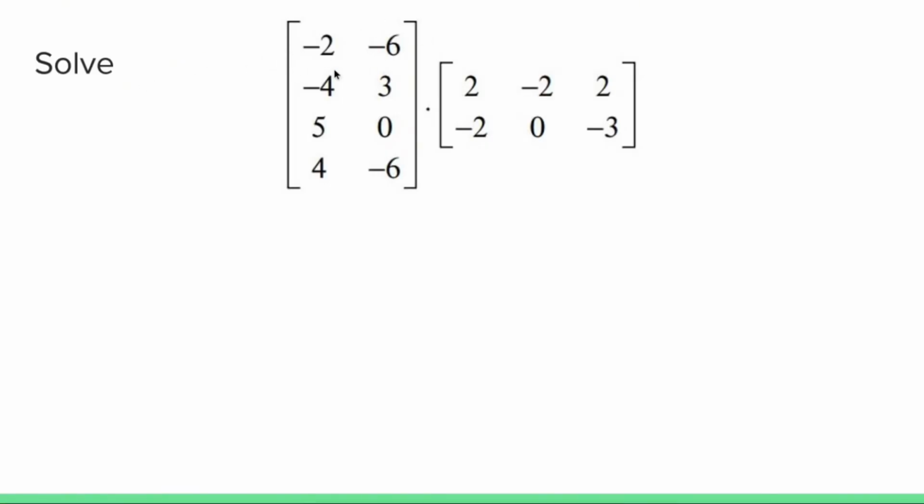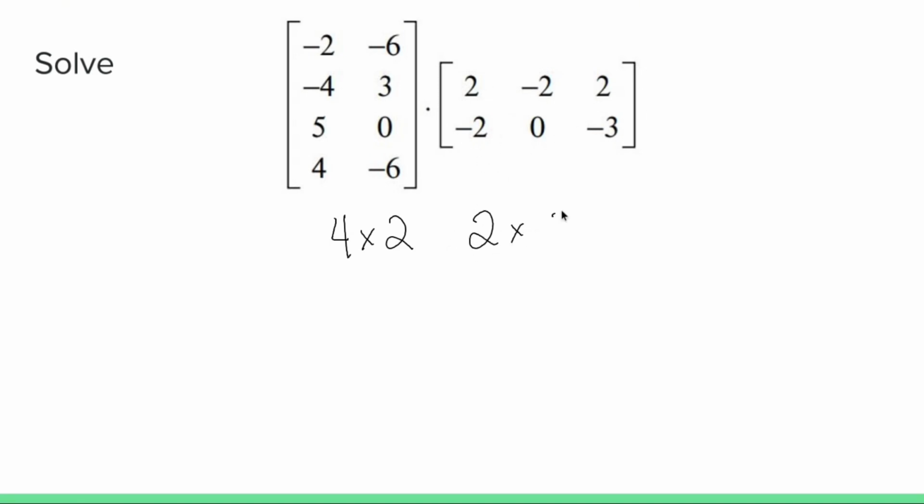Let's simplify this matrix times that matrix. Now, before we proceed, we have to figure out, can we even do this? What we do is we find the dimensions of each matrix. So you have 1, 2, 3, 4 rows, 1, 2 columns. So that's a 4 by 2. And you have 1, 2 rows, 1, 2, 3 columns.